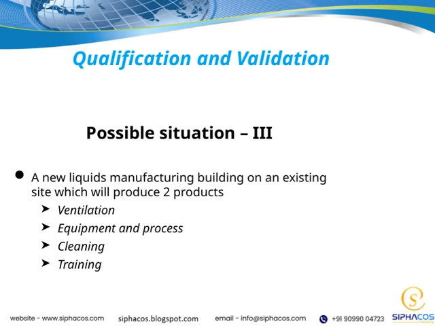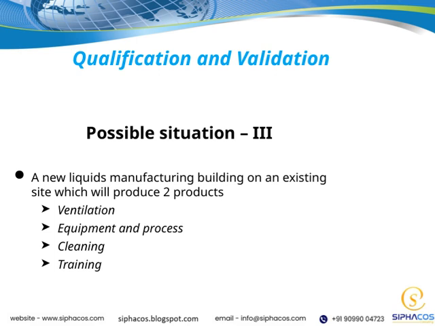Next, equipment and process considerations are vital. Choosing the right equipment and establishing robust processes ensure consistency, safety, and product integrity. These need to be validated and properly maintained. Cleaning is another critical element. Effective cleaning protocols prevent cross-contamination between products and uphold hygiene standards. Regular cleaning schedules and validation of cleaning procedures are essential.